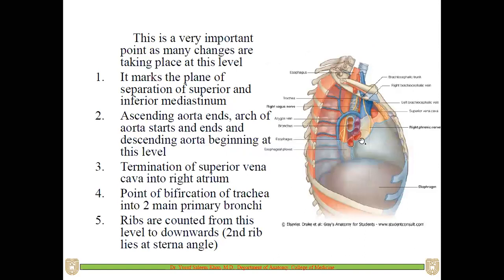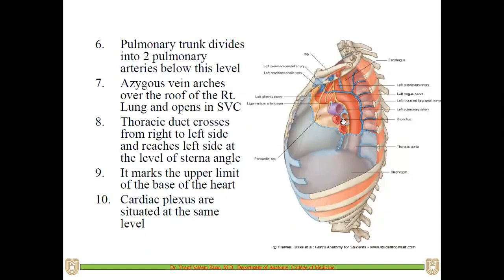Thoracic duct, if you do not see it in this picture, in later classes we will study the thoracic duct, and at that time I will show you. The thoracic duct will also cross from the right to the left side at the same angle. The upper limit of the base of the heart, as I said, the base of the heart is behind, will be at the sternal angle.